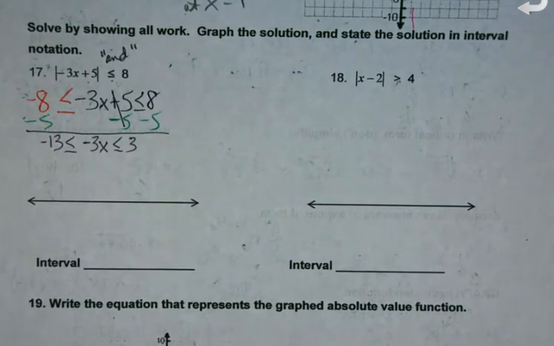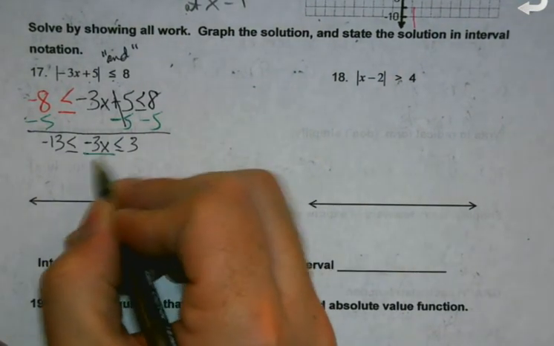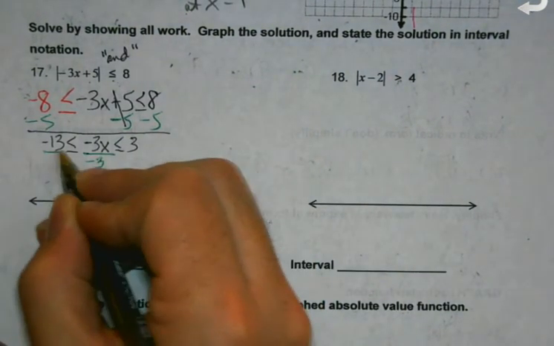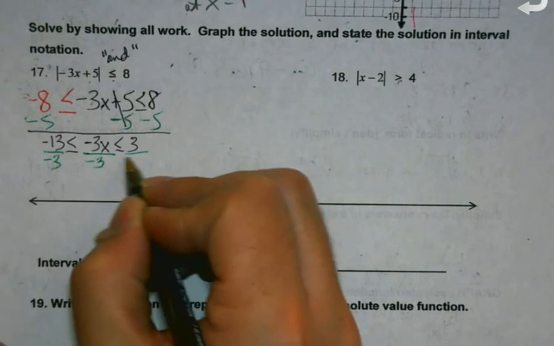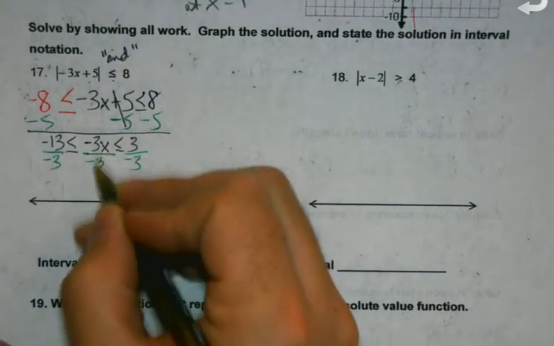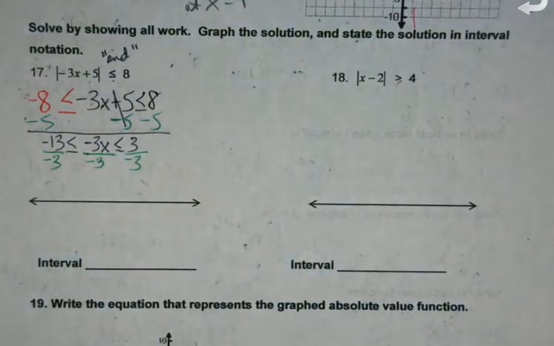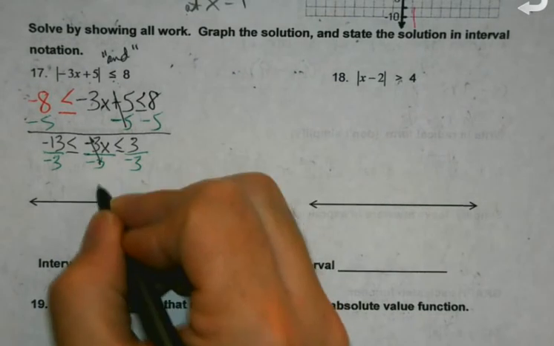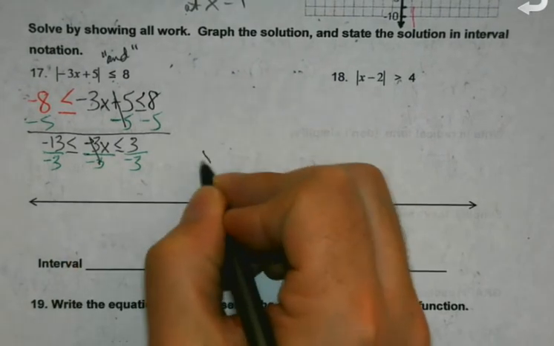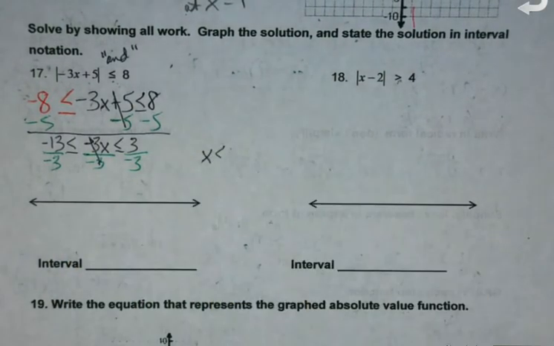There's one last twist I'm trying to throw at you here. What's going to happen in my last step? We have to flip the arrows because I'm dividing by a negative to get x by itself. Tuck it over here.